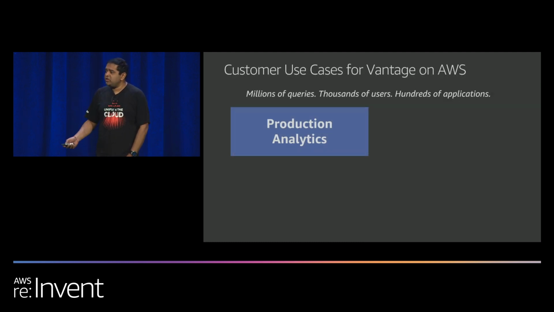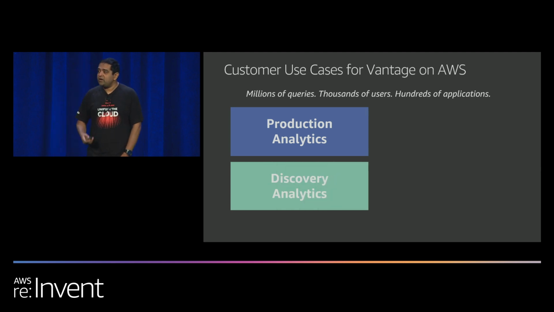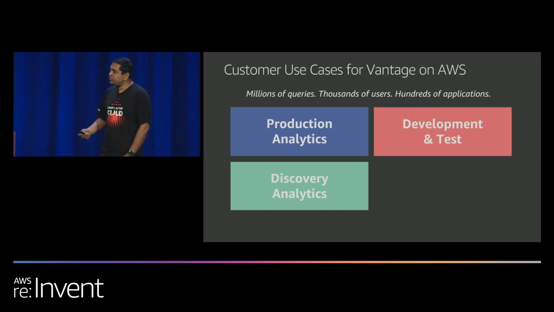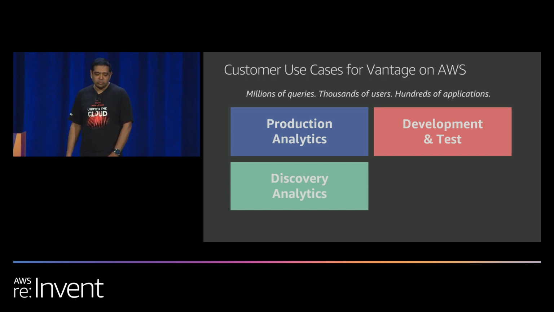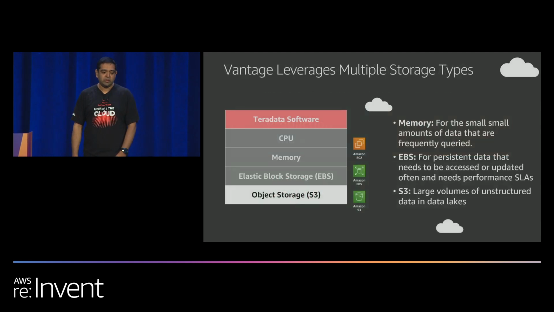So different use cases that we see for Vantage on AWS: production analytics, where we have at scale, millions of queries, hundreds of users, thousands of users, hundreds of applications running at scale. Discovery analytics, where data scientists want to explore the data located in their S3 buckets, or test and dev systems, where line of businesses want to spin up systems and quickly try out new things. Disaster recovery is a huge use case for us as well. As we see customers migrate from on-prem to AWS, they want to do business continuity, and then having a second system on AWS is a great way to achieve business continuity.